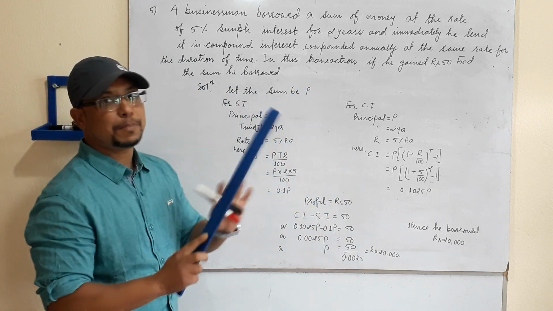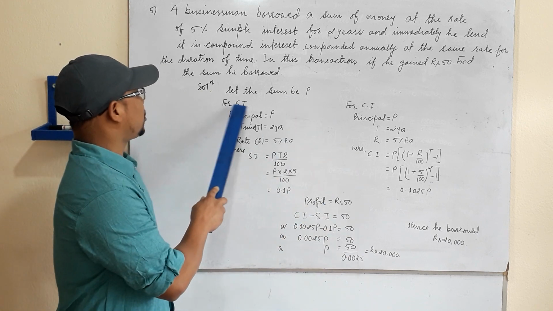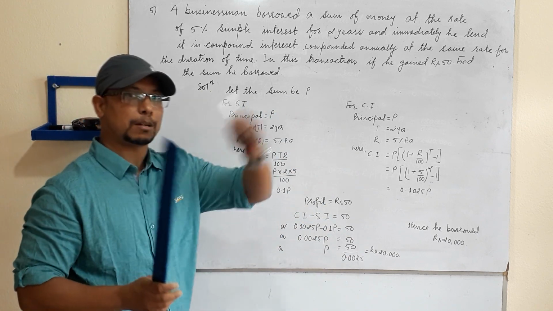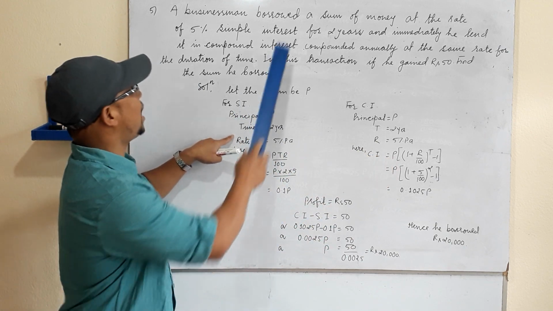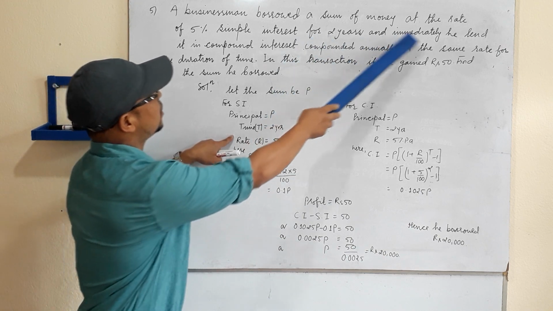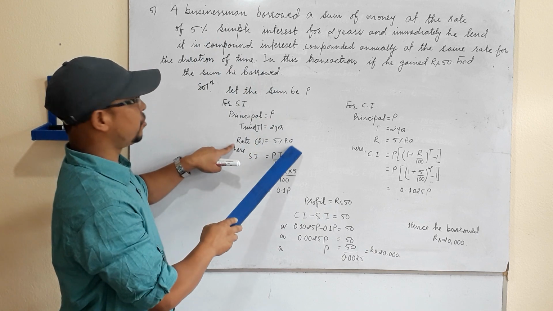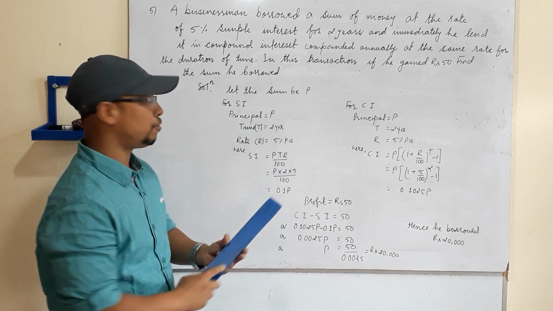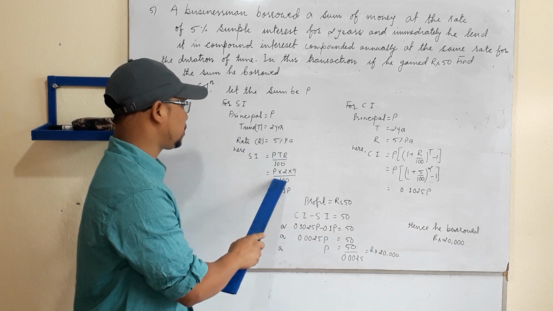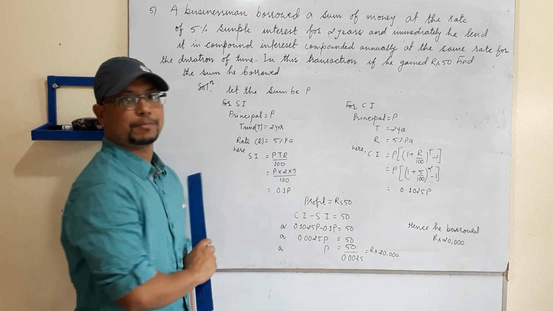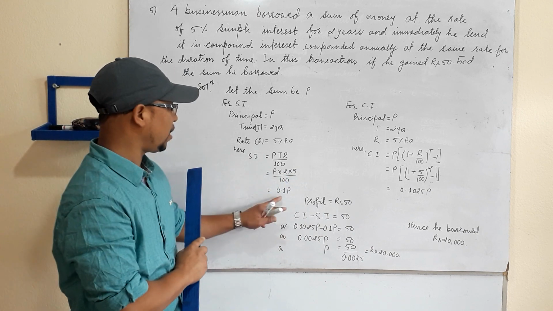Let the sum be P. He borrowed P. There are two cases: simple interest and compound interest. For simple interest, let the principal equal P, time is given as 2 years, and rate is 5% per annum. Simple interest equals PTR by 100. So P is P, T is 2, and R is 5 divided by 100. 5 twos are 10, 10 divided by 100 is 0.1P.